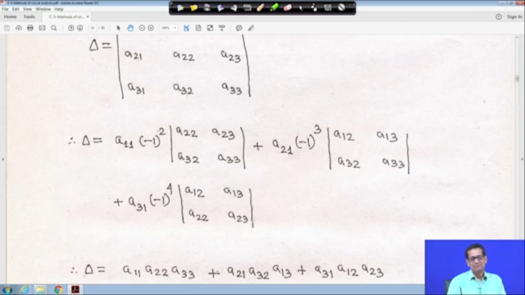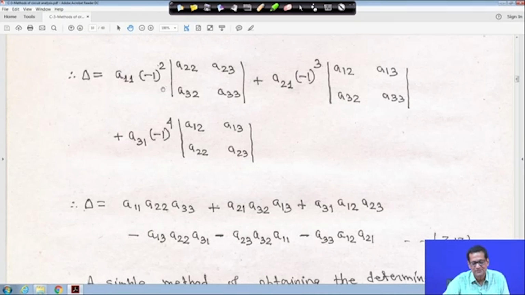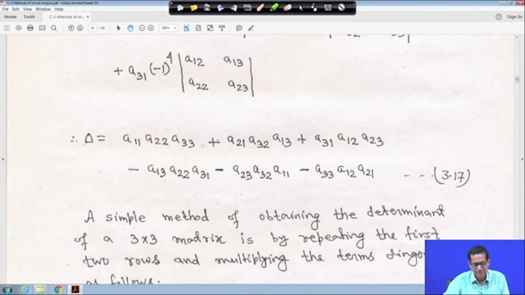So, this is a 3 into 3 matrix. We will not go beyond 3 into 3 because it will take more time, but this is the methodology of how to find it out. I have expanded along the column side, not along the rows, but same thing, row wise also you can do it, you will get the same result. If you multiply all these things and simplify, you will get this is my delta, right.